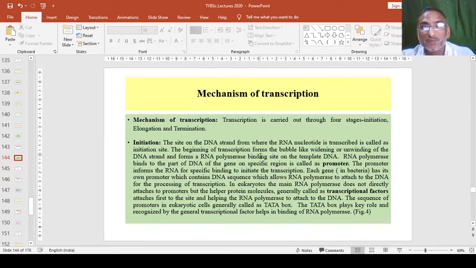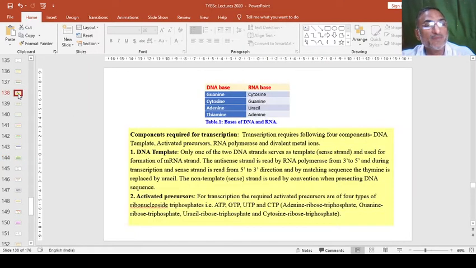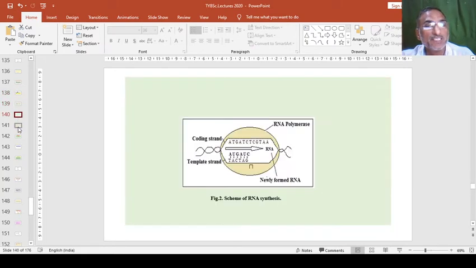The beginning of transcription forms a bubble-like widening or unwinding of the DNA strand and forms an RNA polymerase binding site on the template DNA. I think that we have seen it in a previous diagram. Yes, this is the chromosome strand which bulges, forming a bubble-like structure here. And around that, this is the RNA polymerase site from where the formation of the new strand is going on. So this is the mechanism.